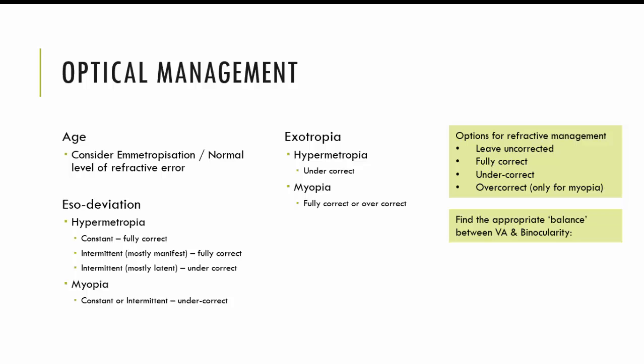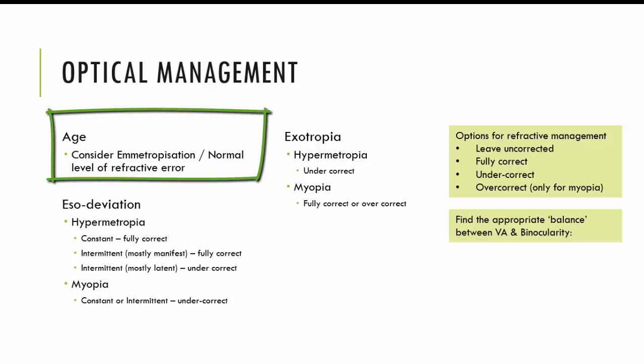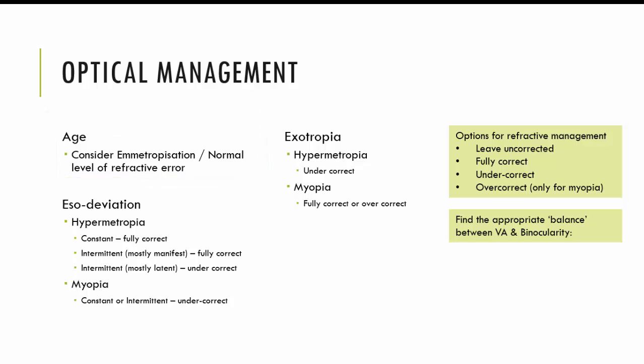Okay, so let's look now at what we consider. First thing we consider is the age of the patient and what we expect of their refractive error at that age. If we look at infants as an example, most infants, not all, but most, are expected to be hypermetropic. So if you have an infant who is +2 OU, so both eyes are hypermetropic, then that fits within the normal range of what to expect in that infant.